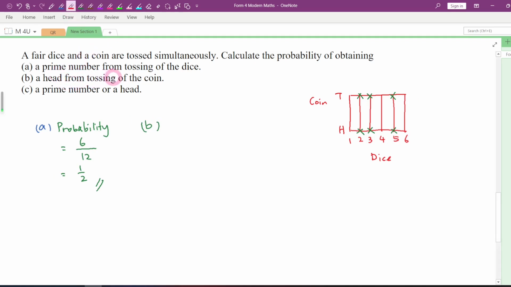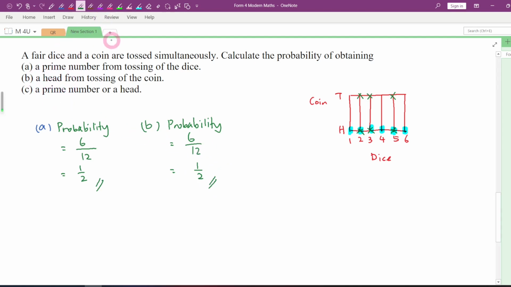A head from tossing of the coin. Now we forget about the dice, we only focus on the coin. As long as the coin gives us a head, then we'll accept it. So it can be this one, this, this, this, this, and this. Okay, so the probability will be 1, 2, 3, 4, 5, 6. Again, 6 over 12, we simplify it, we will get 1 over 2. Now how about the last one?